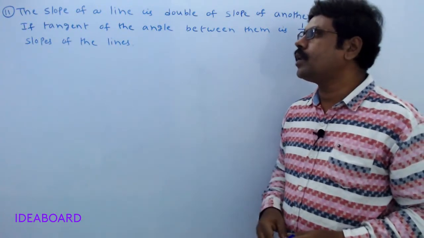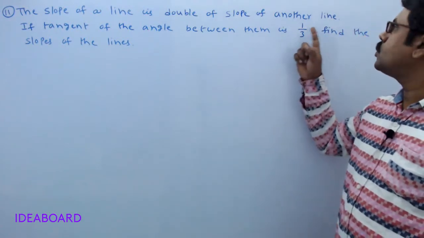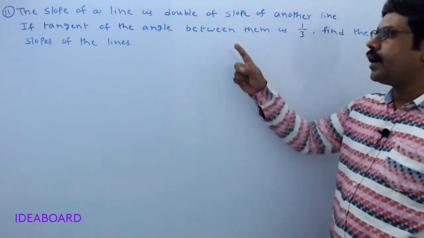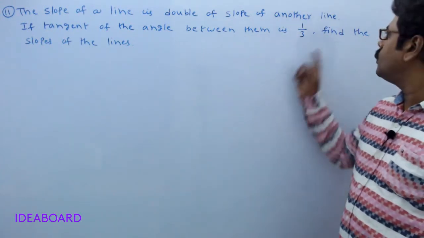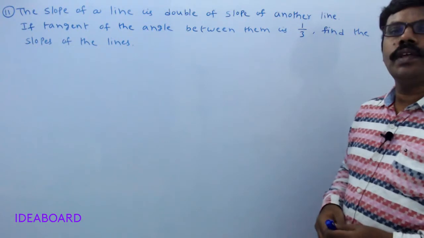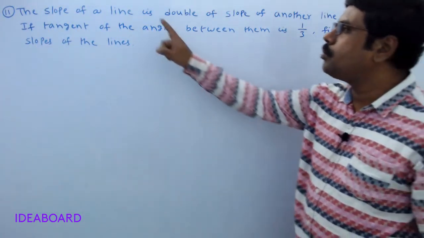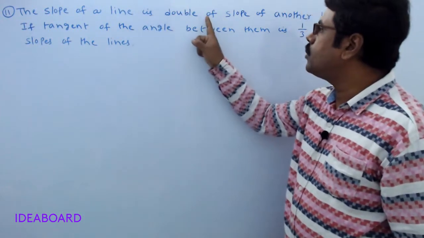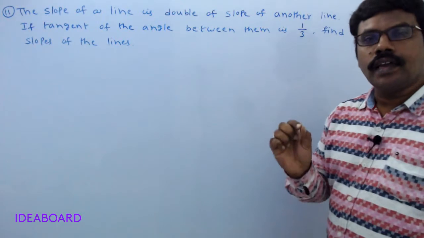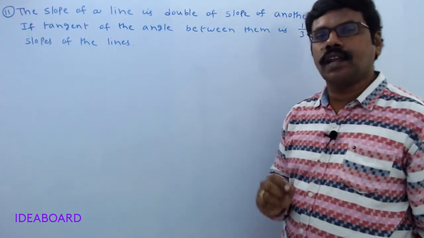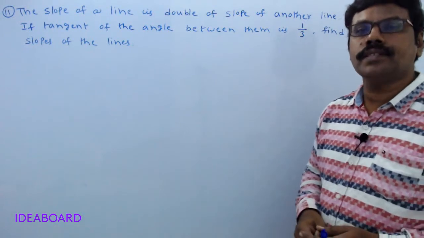Now see question number 11. Slope of a line is double the slope of another line. Tangent of angle between them is 1 by 3. Find the slopes of the lines. Now see the statement once again. Slope of a line is double of slope of another line. Suppose m is the slope of first line, then 2m is the slope of the second line.